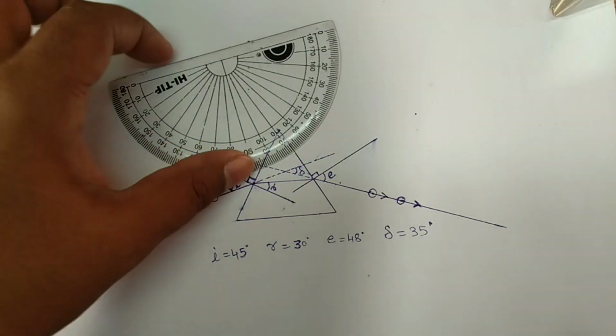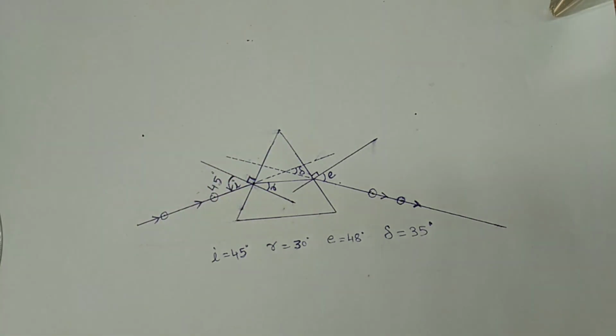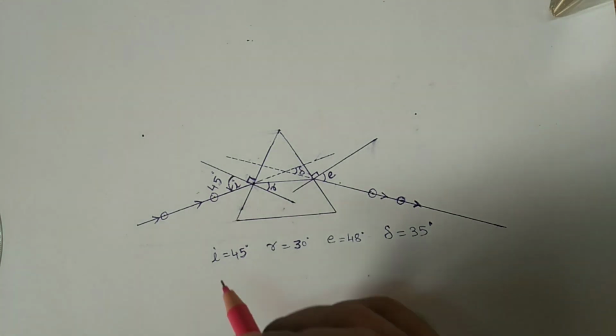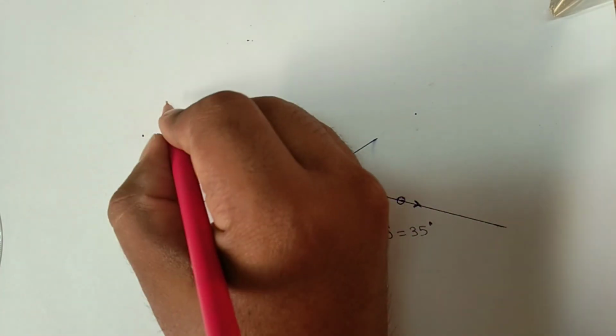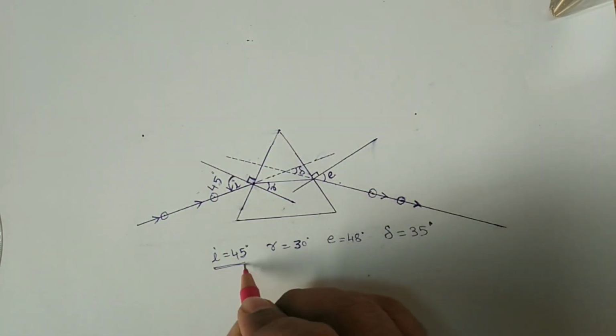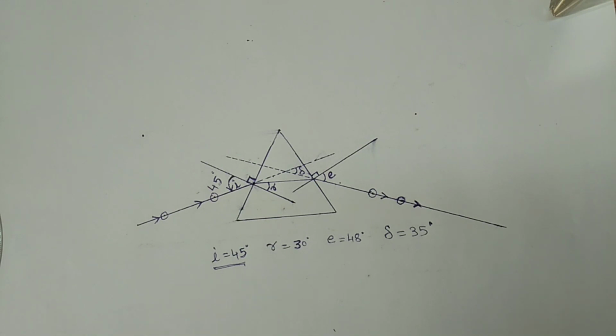So I have measured all the values, students. So this is your experiment. This is how you will do it in the exam. We did it for I is equal to 45 degrees, students.